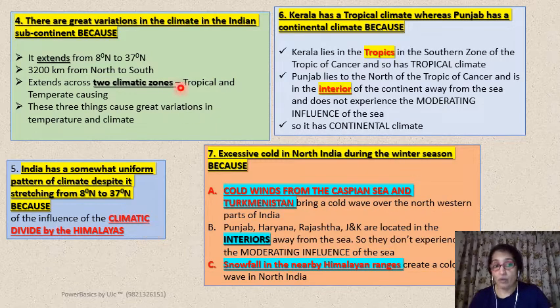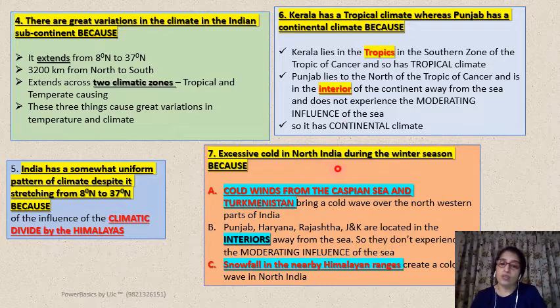If they say you have a large variation in climate, then give all those reasons. If they say somewhat uniform pattern despite the stretch, then it is the climatic divide of the Himalayas. Two opposing questions. One is uniform climate, which means not very cold, not very hot. Himalayas are the climatic divide. If they say lots of variation, lots of changes, then give those answers.